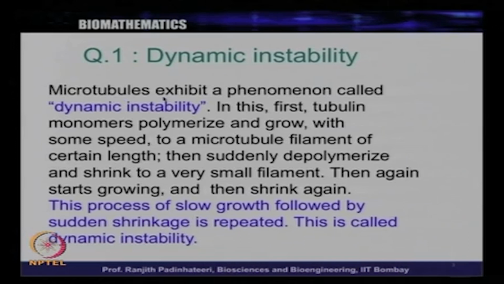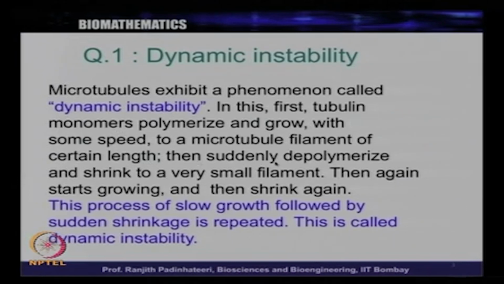Microtubules are particular filaments in biology that you see in cells. They exhibit a phenomenon called dynamic instability. In this phenomenon, first tubulin monomers polymerize and grow with some speed to a microtubule filament of certain length. So first, tubulin monomers polymerize and grow to a polymer, and the polymer will have a certain length.